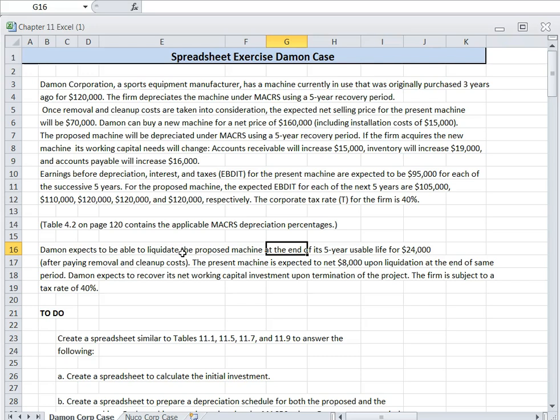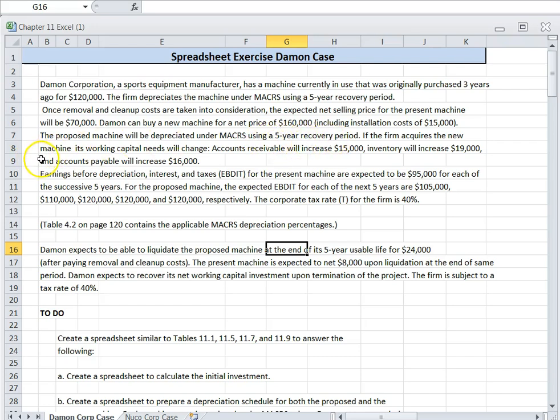So Damon Corporation, a sports equipment manufacturer, has a machine currently in use that was originally purchased 3 years ago for $120,000. The firm depreciates the machine under the modified accelerated cost recovery schedule using a 5-year recovery period. Once removal and cleanup costs are taken into consideration, the expected net selling price for the present machine will be $70,000. Damon can buy a new machine for a net price of $160,000, including $15,000 of installation costs. The proposed machine will be depreciated under the 5-year recovery period.